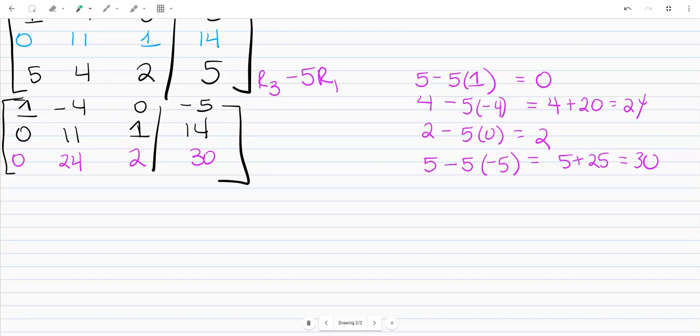But what I can do is multiply my row 2 by 2, and then subtract row 3 from my row 2. So first things first, let us do 2 times row 2. I'm going to multiply the entirety of row 2 times 2. This leaves me with 2 times 0, which is just 0, 11 times 2, which is 22, 1 times 2, which is 2, and then 14 times 2, which is 28. This is my new row 2. And you'll see why I did this in a minute.